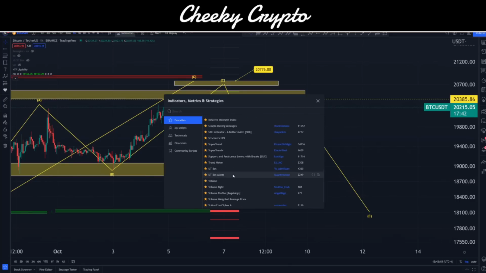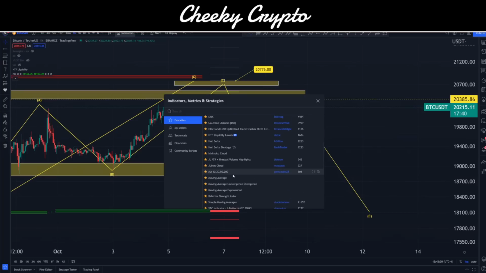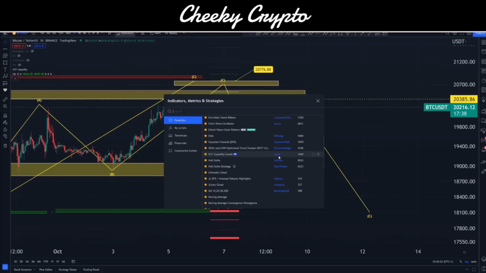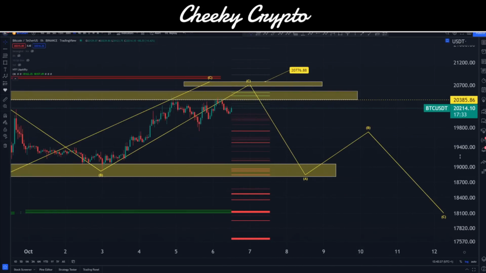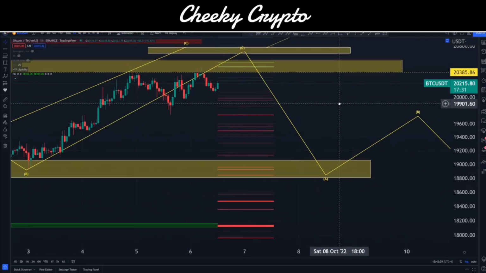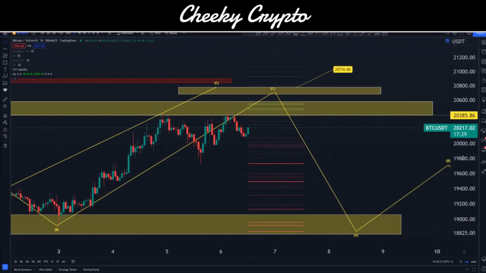And the HTF liquidity, if I can find it on here, HTF liquidity is here by SBTNC. Okay, so if you want to use those ones. But there's many different types. Find one, do some research on it, all that kind of stuff. This isn't a TradingView tutorial.